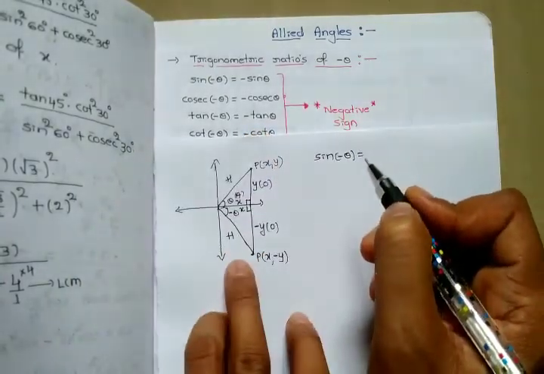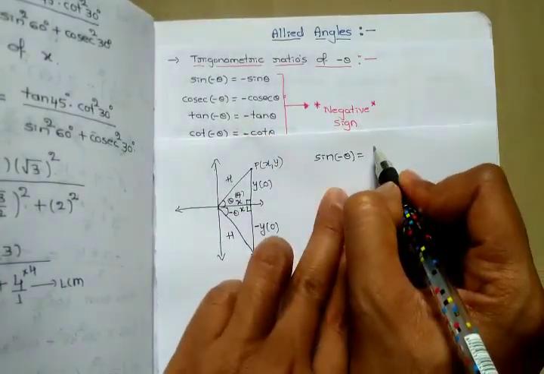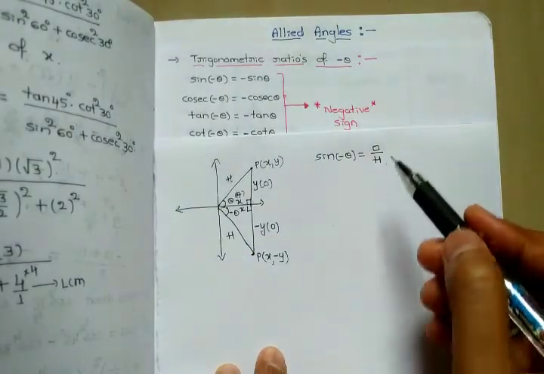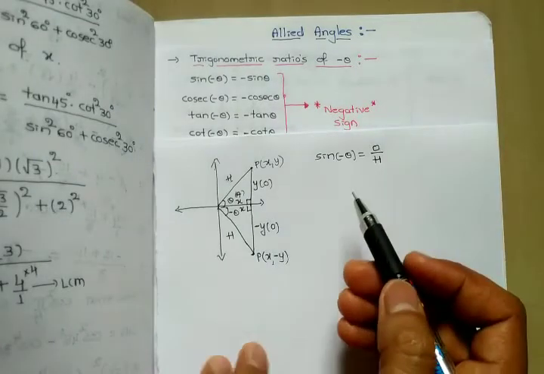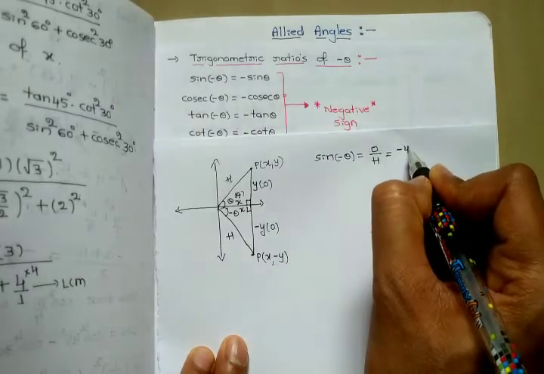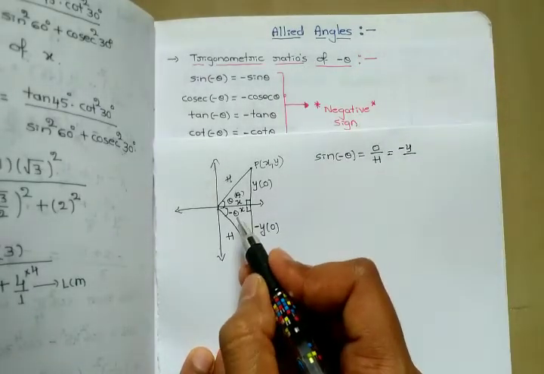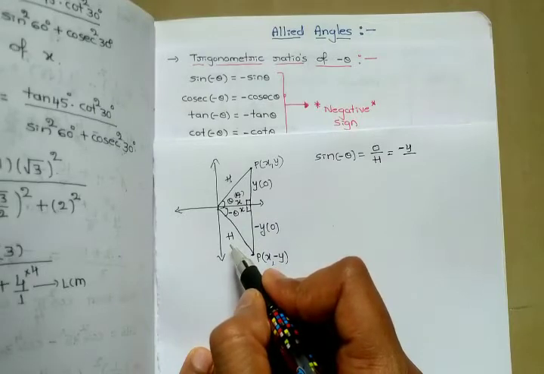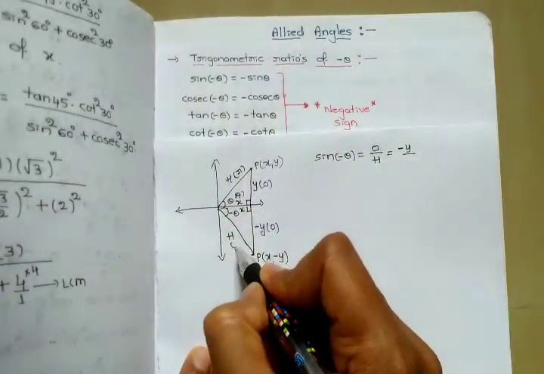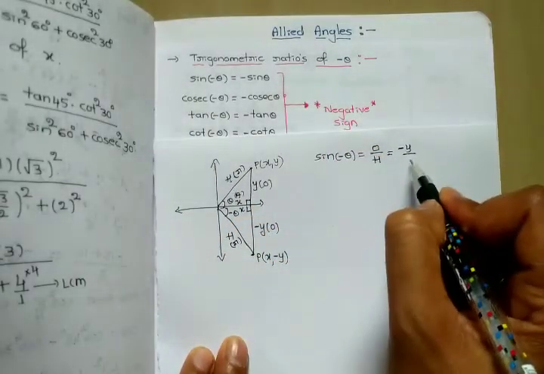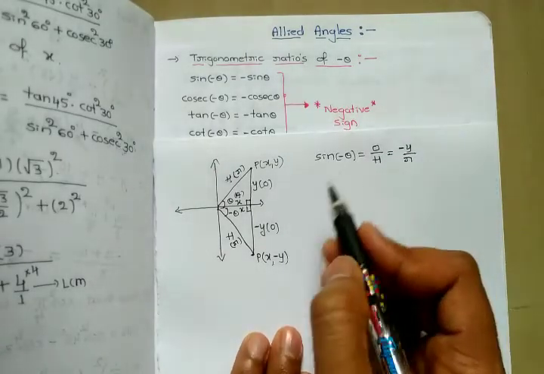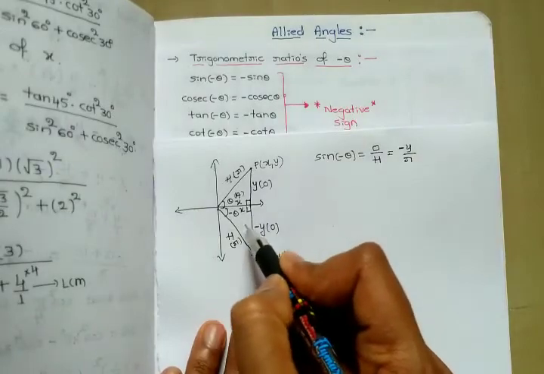You know the definition of sine of theta: opposite divided by hypotenuse side. So opposite means which value? Minus y, divided by hypotenuse side, which I am going to take as r, the radius. So hypotenuse is nothing but r. Correct. So this is from this triangle.